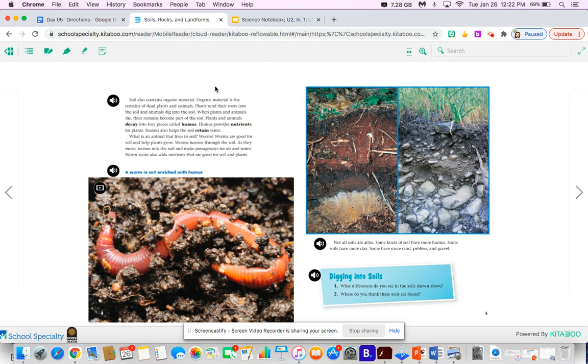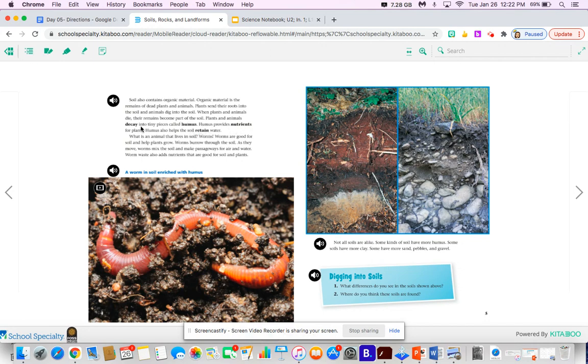Now, just in case we don't know what these words mean, plants and animals decay. Another word for decay is that it is no longer here with us. It disappears or dissolves into tiny pieces called humus.